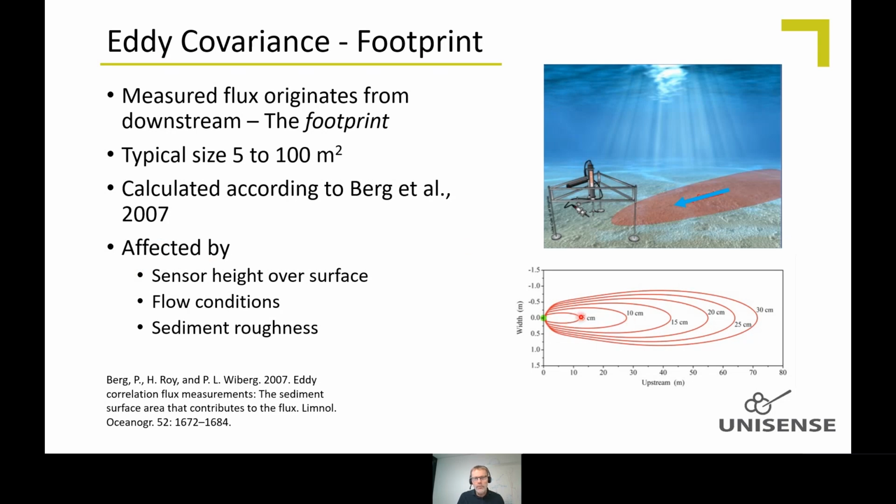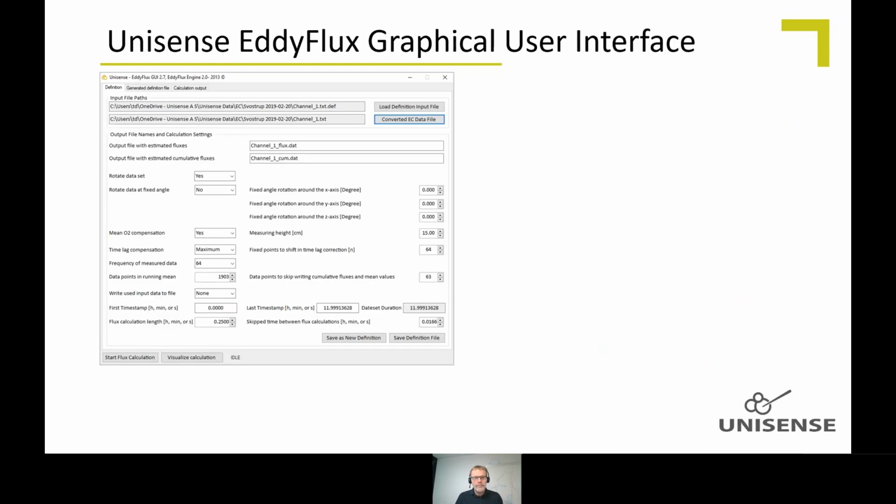You can see the calculated footprints here with the sensors 5, 10, 15, 20, 25, and 30 centimeters above the sediment. So the higher above the sediment the sensors are, the larger the footprint. So you can also utilize that to determine where you want to get your data from. Then it depends a lot on the flow conditions and on the sediment roughness as well. But again, go to the paper and see the calculations.